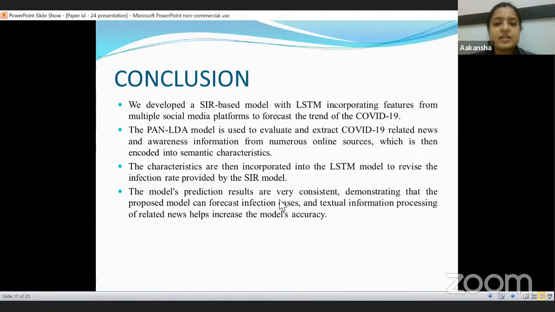The model's prediction results are very consistent, demonstrating that the proposed model can forecast the infection cases, and the textual information processing of the related news increases the model accuracy.